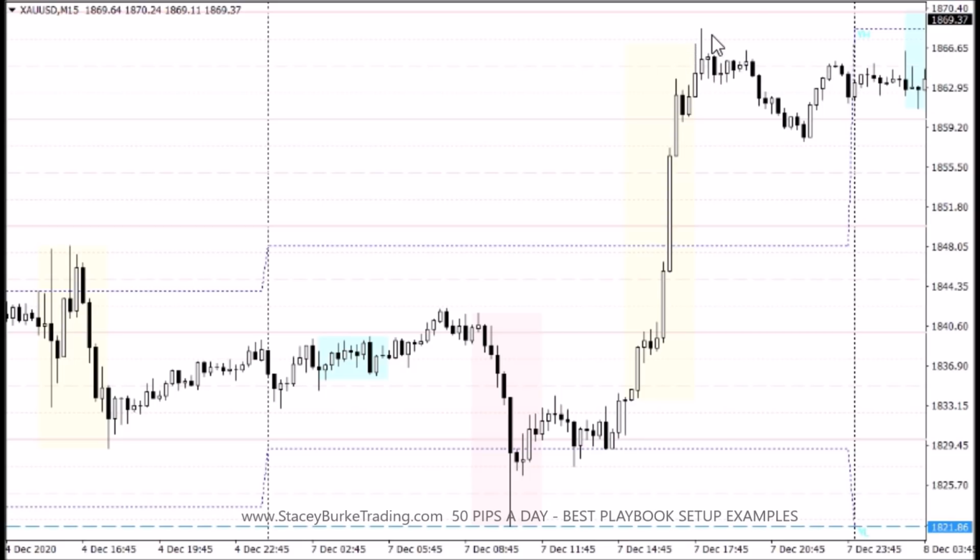Again, 25 pip extension past the 50 pip box, a little bit further, but again, that 25 extension past the box acted as our buffer zone for trapping volume and finishing the move.